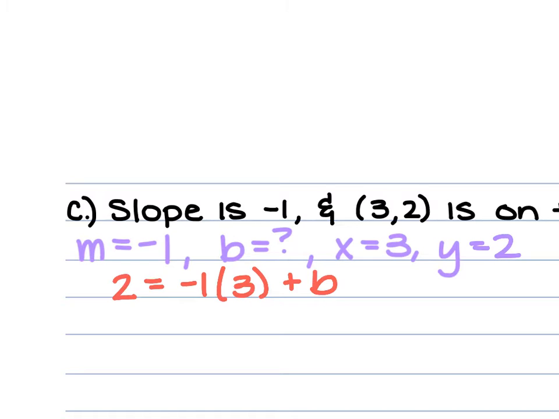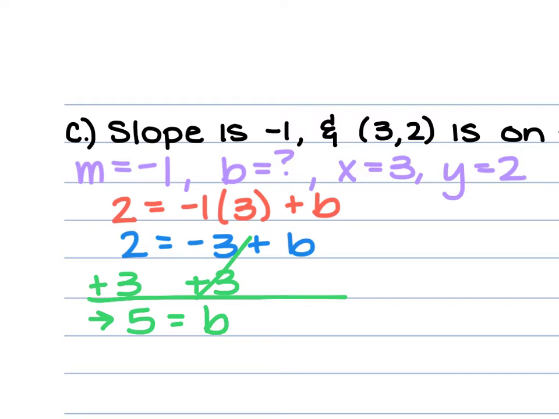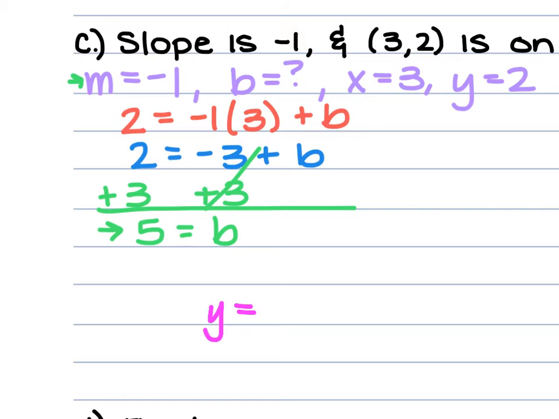Solve for b. Negative 1 times 3 is negative 3. 2 is equal to negative 3 plus b. Get the b by itself. Add the 3 over to both sides. We have 5 is equal to b. So now that we have b and we have our m, we can use it in slope-intercept form. So y is equal to m, which is negative 1, x plus 5.